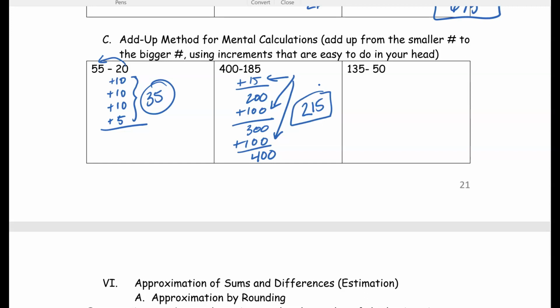And the key here, when you're doing this in your head, you're not writing all of this down. The reason that I'm writing it down is so that you can see my thought process. But in reality, we're just teaching kids how to do this in their heads. I wouldn't require students to necessarily write this down if they were doing it in their head.